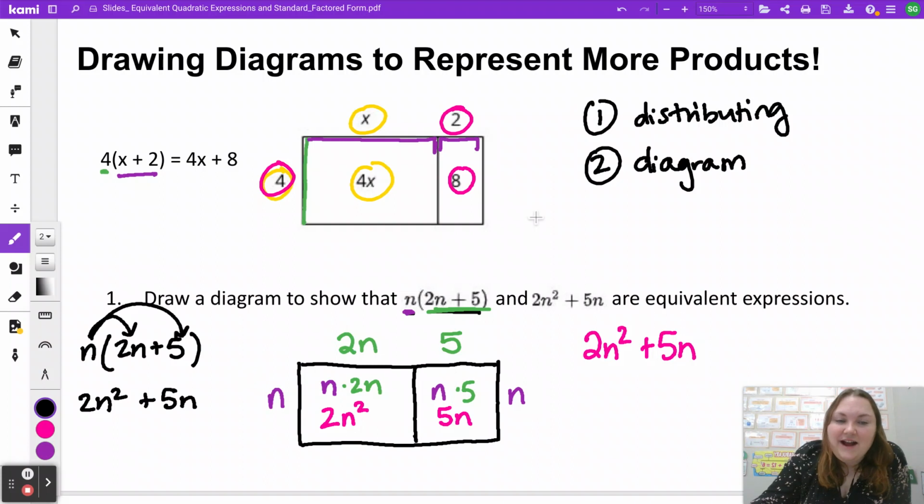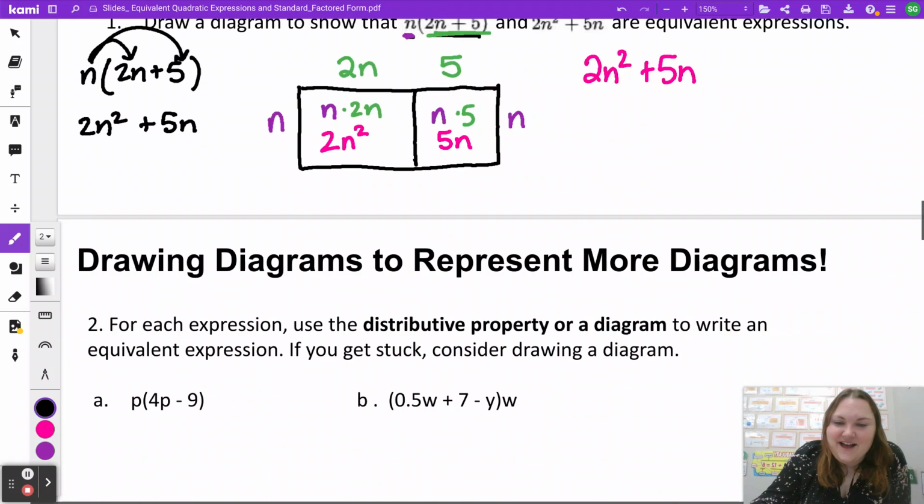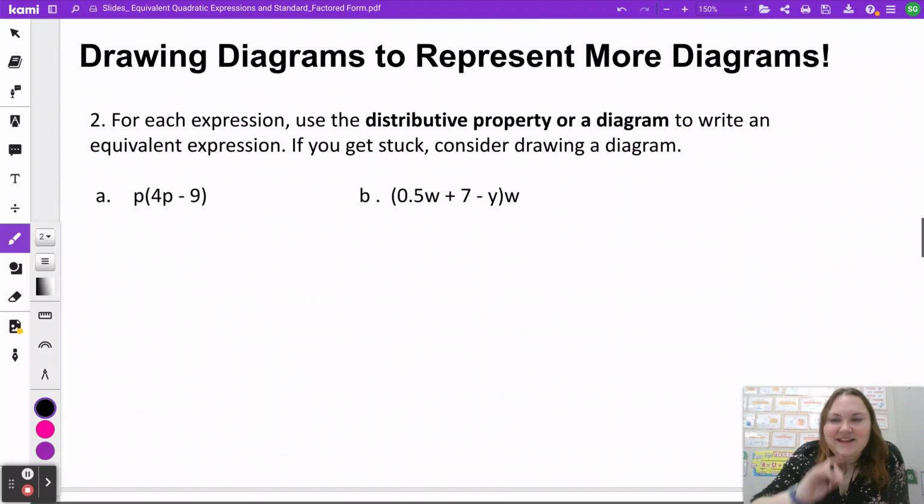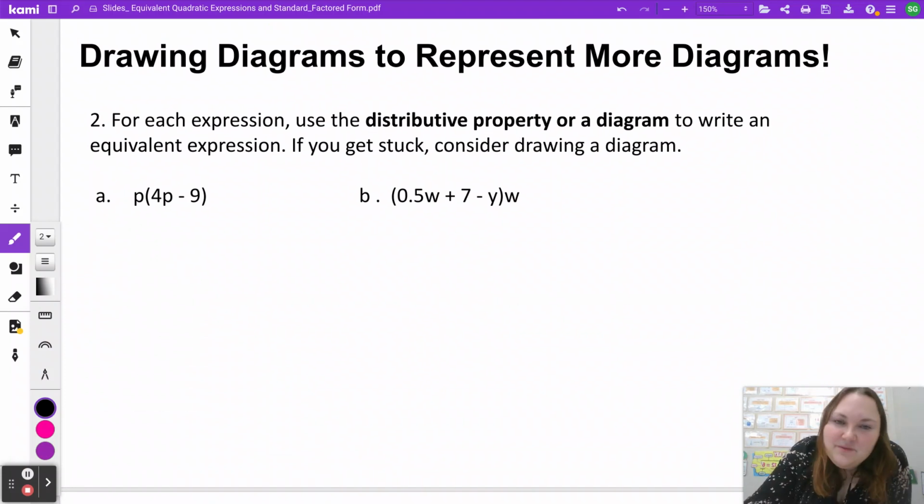To help you practice with these two strategies, I've got two problems below. It says for each expression, use the distributive property or a diagram to write the equivalent expression. And if you get stuck, consider trying to draw the diagram we introduced here. What I will say is there's two problems. So I would encourage you, maybe try using distributing for one and try using a diagram for the other, just to help you get a little more familiar with both of those strategies.